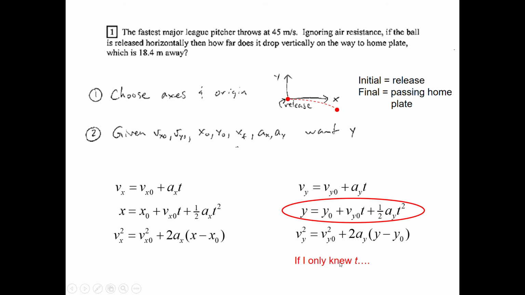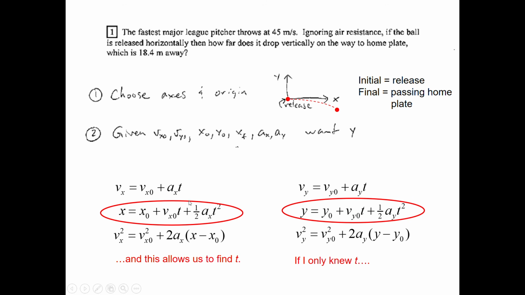So if I only knew t, how can I get t? Well, I haven't used the information about 18.4 meters anywhere. That's my x final, and it doesn't appear anywhere on this side. So I want to know something about x final. The two equations that have to do with x final are this one right here and this one right here. In this case, I know x final, I know x initial, I know vx initial, and I want to know t. So it looks like I know everything in this equation except t. If I only knew t, I could solve and be done over here.